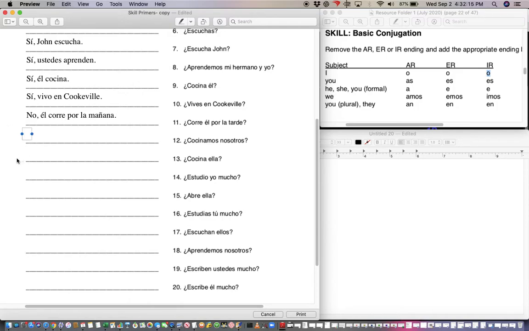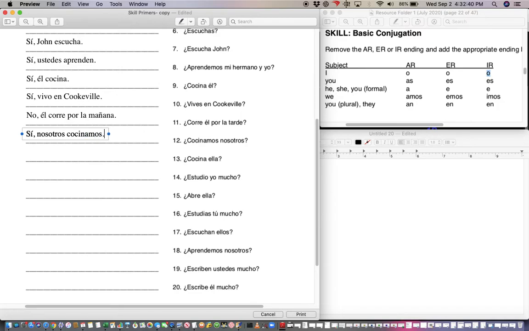Number 12, cocinamos nosotros. Are we cooking? Could also be do we cook. It just depends on which one you're trying to say. So are we cooking? Yes, we are. Cocinar, take off the AR. Yes, we are cooking. Take off the AR. The right ending for an AR verb for we is amos.